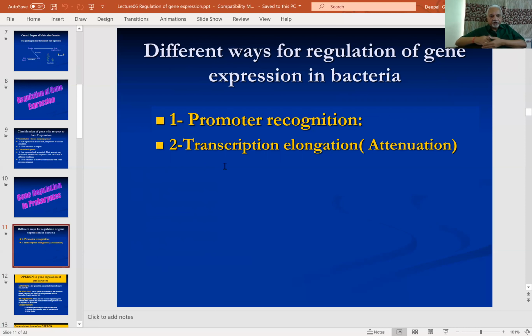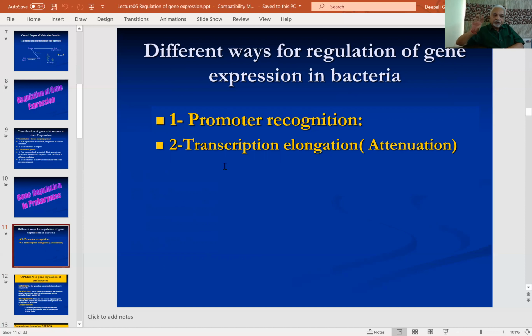So in prokaryotes, you have this kind of operon system, which you can say is a complex, in the sense that all the genes involved in a pathway are co-expressed, or their expression is blocked. So this is also something you have to keep in mind.